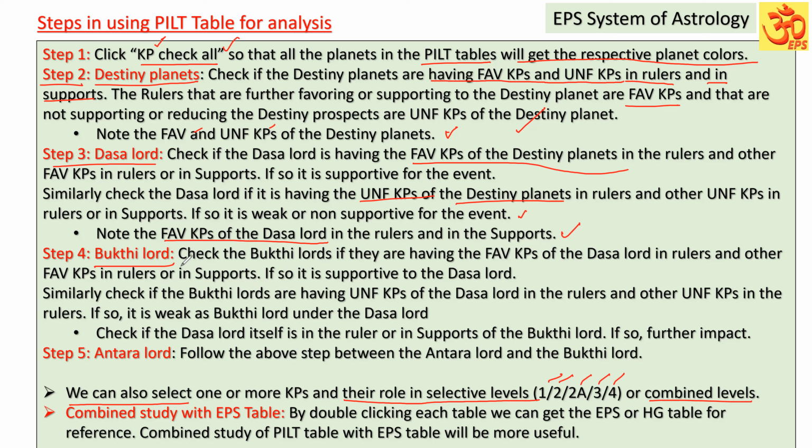The Buddhi Lord's rulers are having that favorable key planet of the Dasa Lord as a ruler itself, or it will also be there in supports. It means the Buddhi Lord and Dasa Lord are very well connected by way of the favorable key planets. If it is so, it is supportive to the Dasa Lord. Under the Dasa Lord, this Buddhi will be more favorable because it is well connected through the key planets.